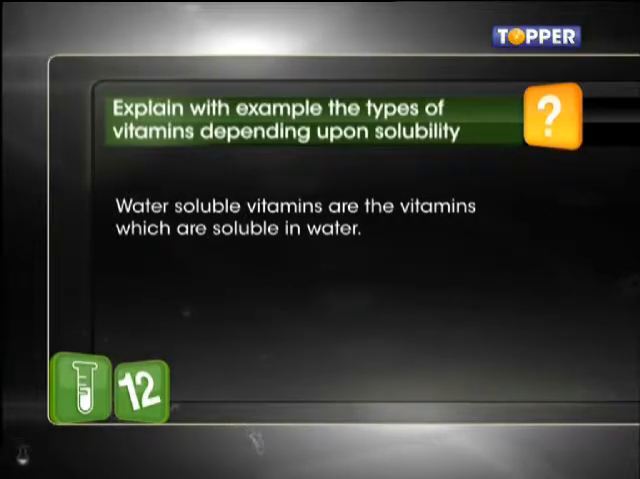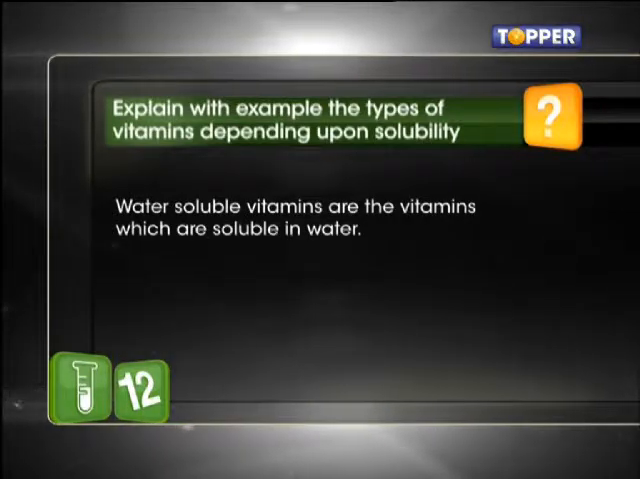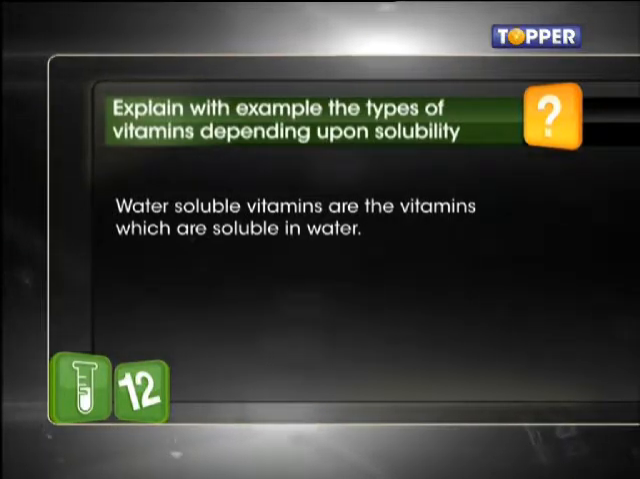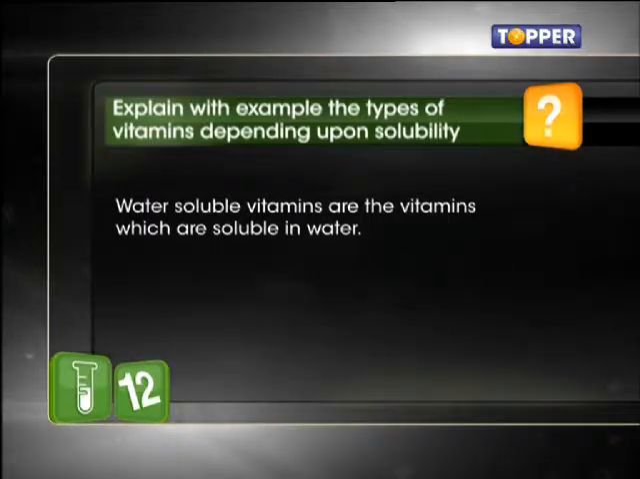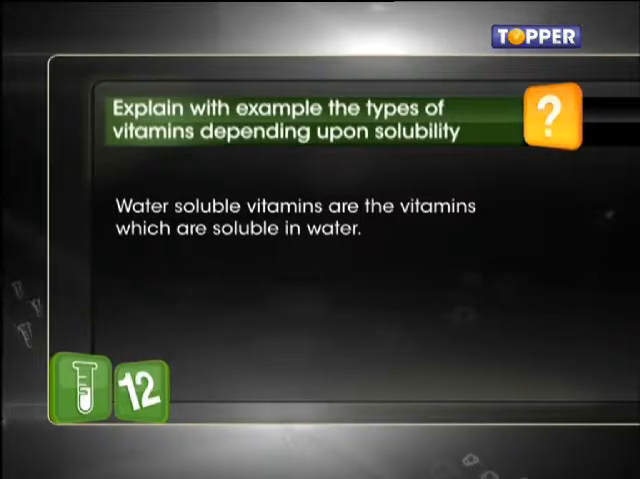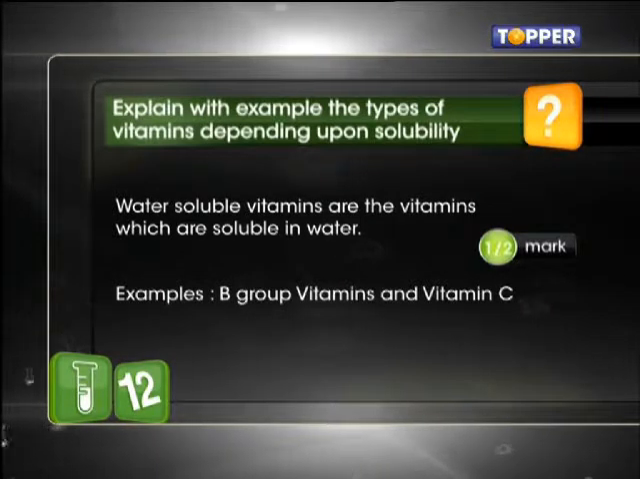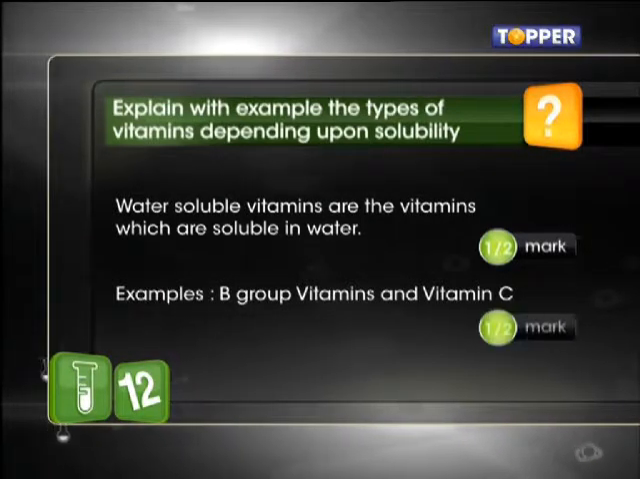The second type are water-soluble vitamins. As the name suggests, they are those vitamins which are soluble in water. Examples of water-soluble vitamins are B group vitamins and vitamin C.